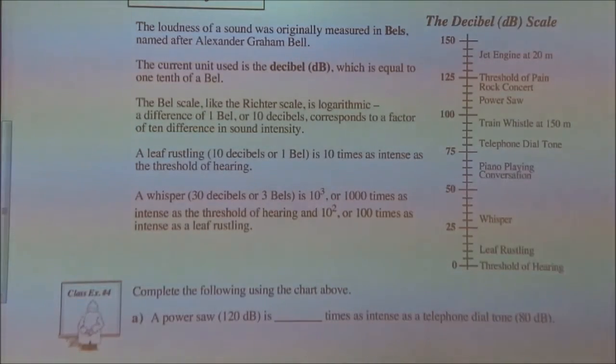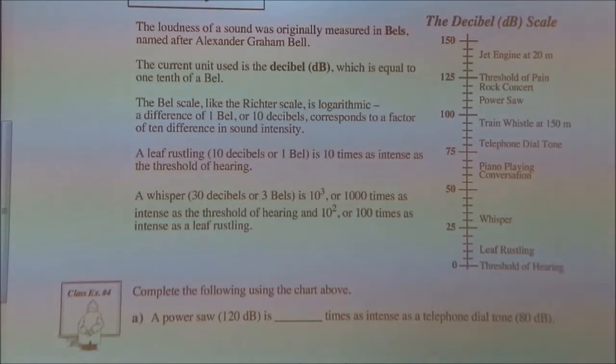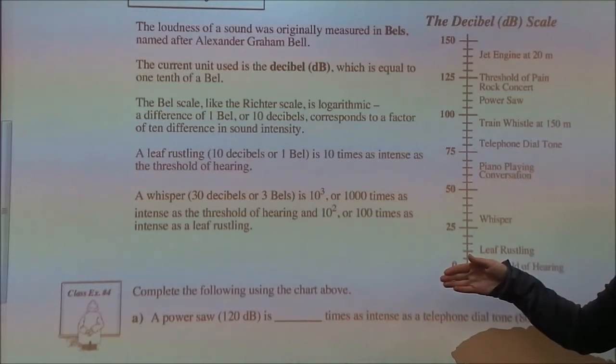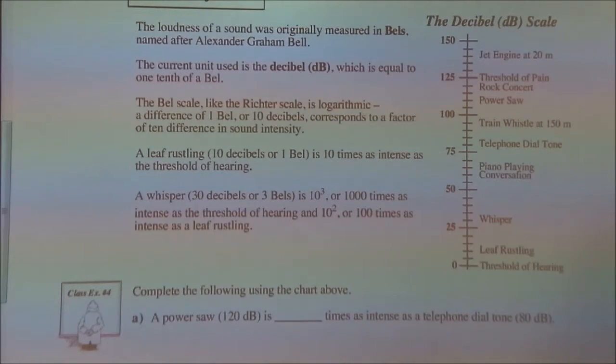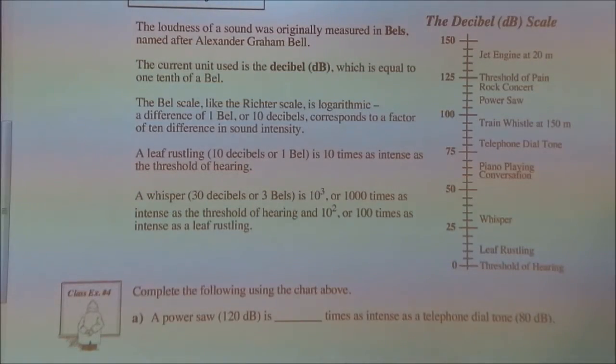So the loudness of a sound was measured in bells, coming from Alexander Graham Bell. The current unit that we use when we're measuring sounds is a decibel. And if you go back to prefixes, deci means 1/10, so a decibel is 1/10 of a bell. The Bell scale, like the Richter scale, is logarithmic, which means 1 bell is a difference of 10 times, and 1 bell is 10 decibels. So when we're working with it, we just have to keep in mind what unit we're measuring in.